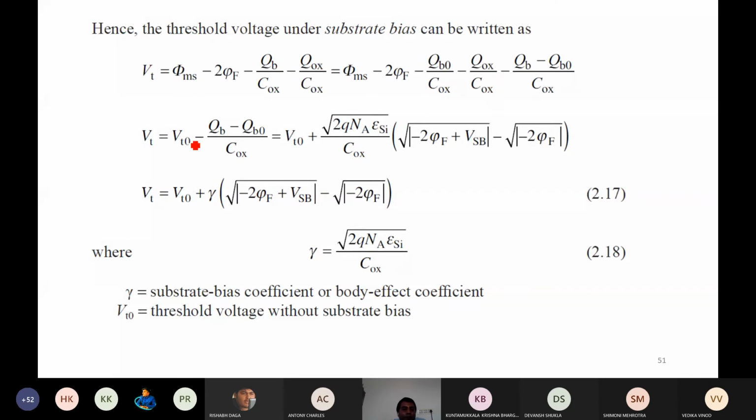It is given the name VT0. VT0 means zero bias threshold voltage. Zero bias threshold voltage means that the body is having zero bias, the body is grounded. In that case, what is the threshold voltage? So this term is denoted as VT0.